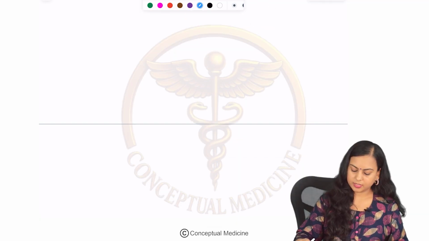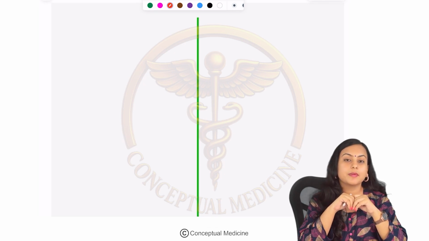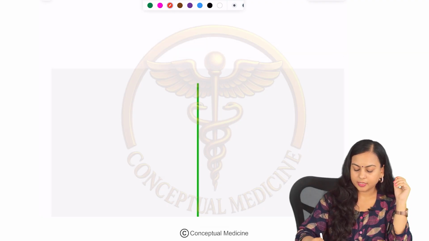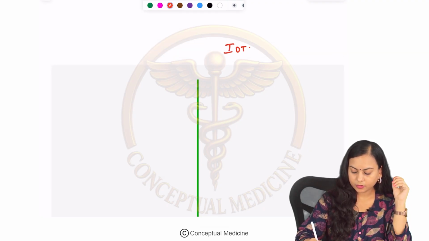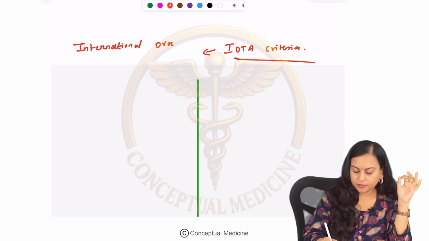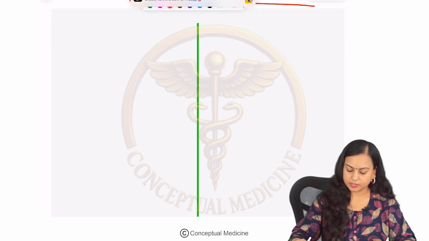Clear? Right. We have discussed so many types of ovarian cysts now, and we have to know that ovarian cysts are not always benign. There can be malignant cysts as well. So to differentiate between benign cyst and malignant cyst, there is a special criteria called the IOTA criteria. Okay. Now, this is nothing but International Ovarian Tumor Analysis criteria. Okay, so let's discuss this.